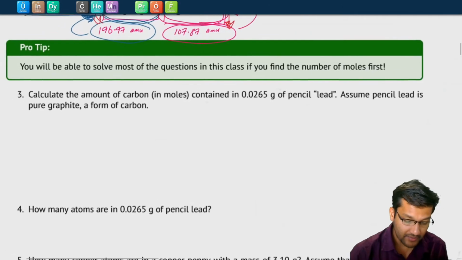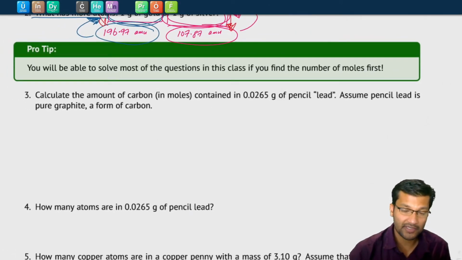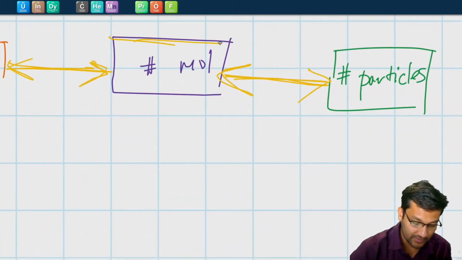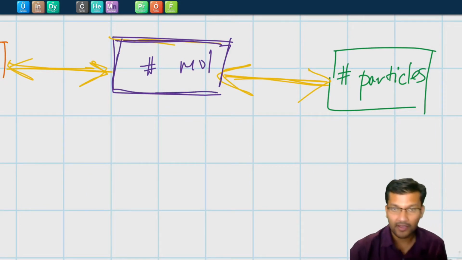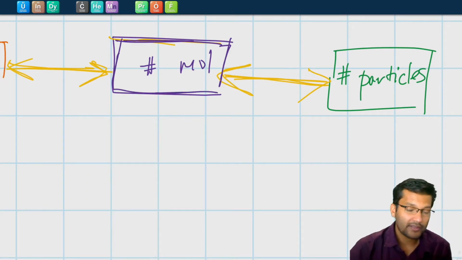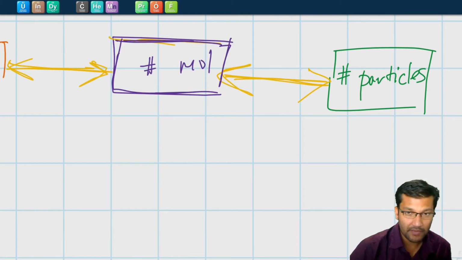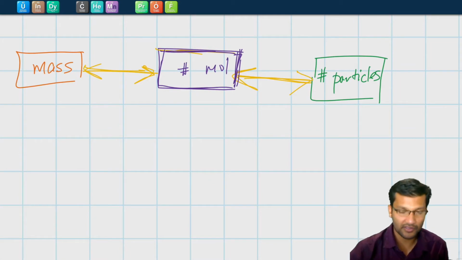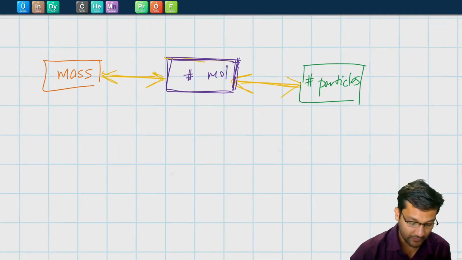In the remainder of this class, one of the most useful skills that you can learn is to be able to calculate the number of moles of a substance. Because as you will see throughout the rest of the semester, you'll go a long way to solving many problems in chemistry if you are able to figure out how many moles of a substance you're dealing with. So being able to calculate number of moles, whether it's from the mass or the density or the concentration or the number of atoms, is going to be very helpful.